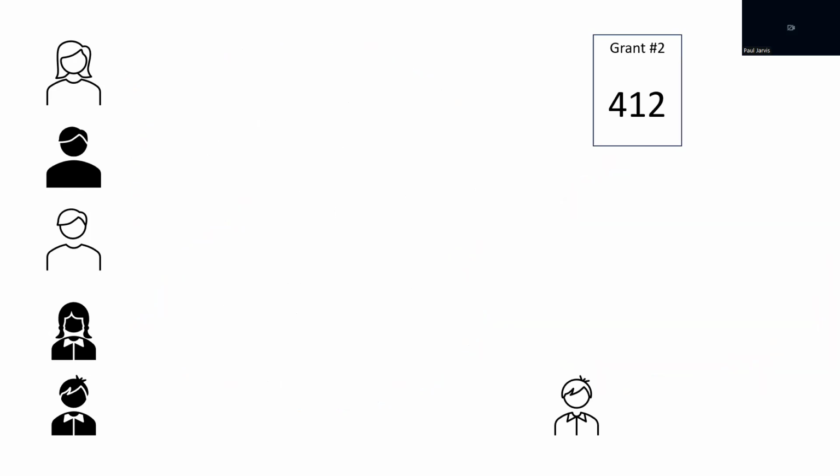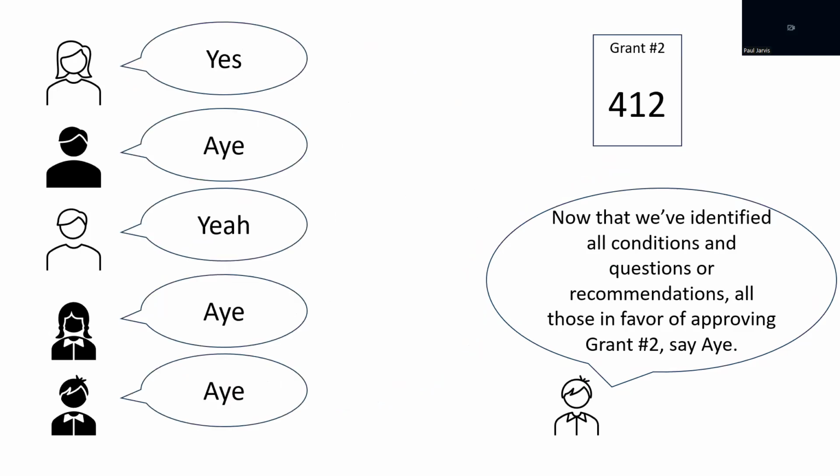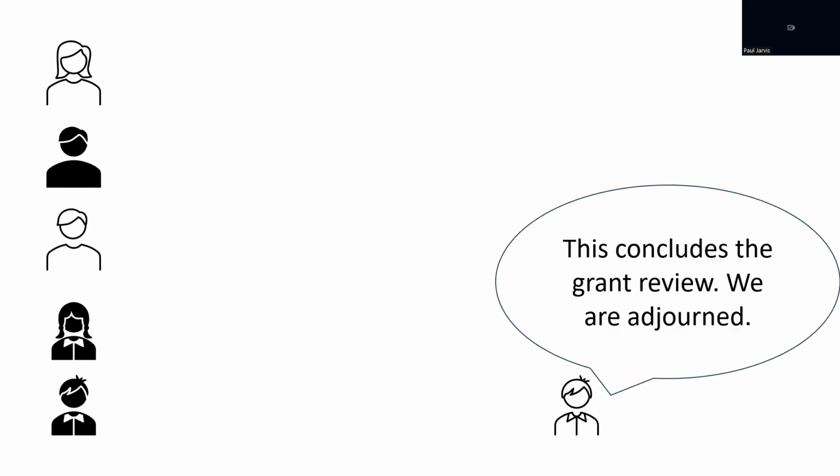Once all conditions, questions, or recommendations have been set by the members of the panel, the staff person will ask for a vote. A simple majority is needed. Once that vote is approved, the panel can be adjourned.